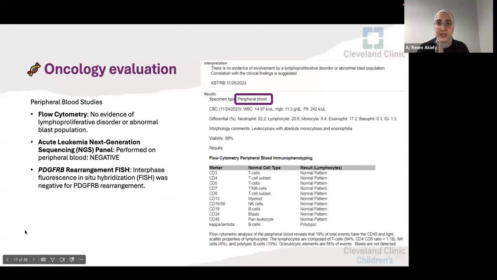We started with a basic oncology evaluation by doing peripheral blood studies. We did flow cytometry that was negative for blast proliferation, and we sent an NGS panel on the peripheral blood that was negative. I wanted to mention that this includes platelet-derived growth factor alpha, JAK2, and fibroblast growth factor, which are implicated in the myeloid or clonal causes of hypereosinophilia. We did a separate fluorescent in situ hybridization analysis for platelet-derived growth factor receptor beta, and it was also negative.